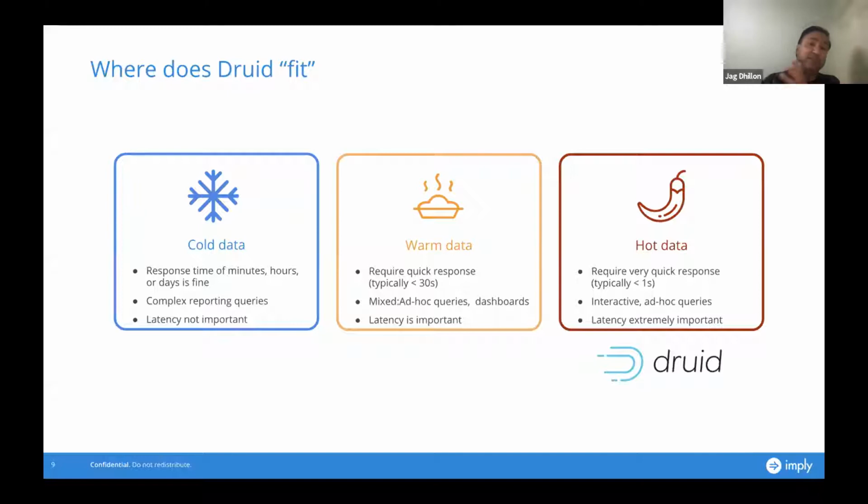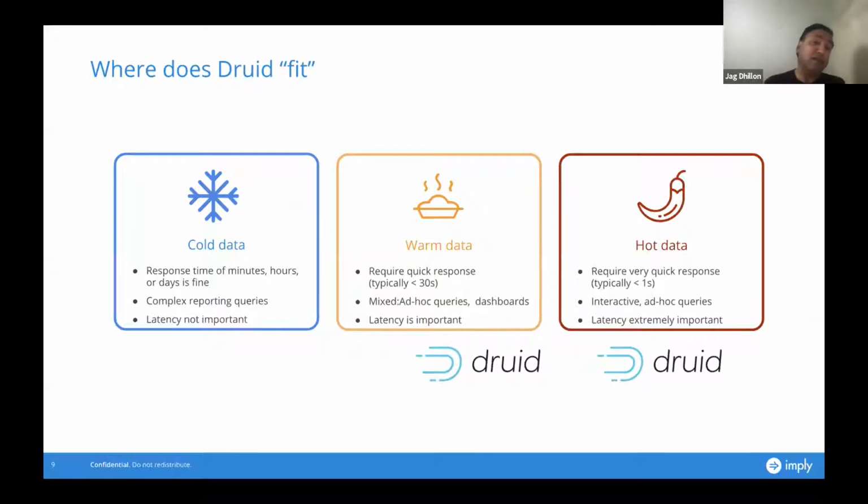So if you've got a scenario where you need to provide interactive ad hoc queries where latency is extremely important and you want to have a sub-second response, under 1 second or under 2 seconds, then Druid is the solution for you, right? Even if you want something that's warm data for a warm response.